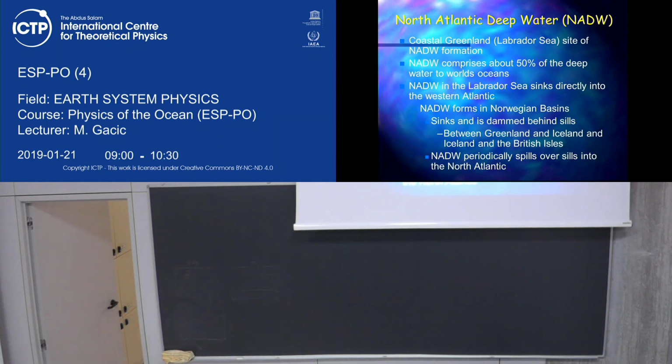And the North Atlantic dense water, deep water, is formed off coastal Greenland, the Labrador Sea side. The formation comprises about 50% of the deep water of the world ocean, and sinks directly into the western Atlantic. So it goes below the Gulf Stream in a deeper layer, goes down southward, and periodically spills over the sills in the North Atlantic, because these sills separate the formation area from the rest of the Atlantic. So this is the description of the North Atlantic dense water, deep water, sorry.